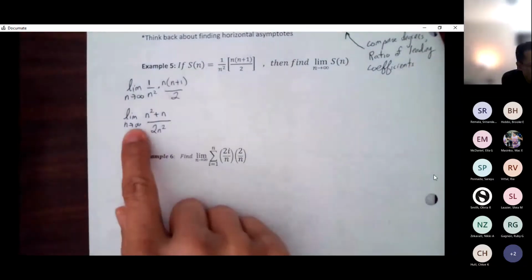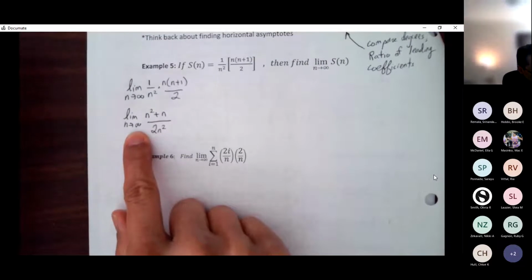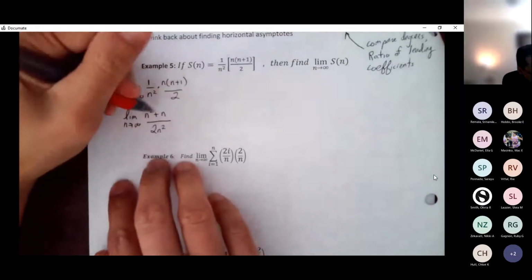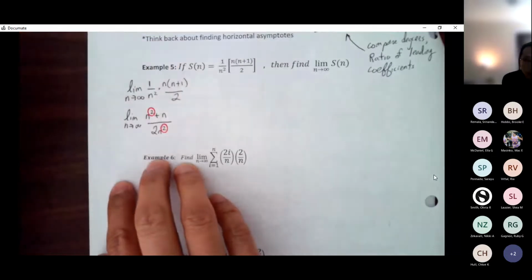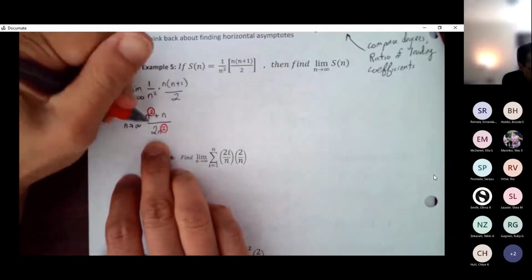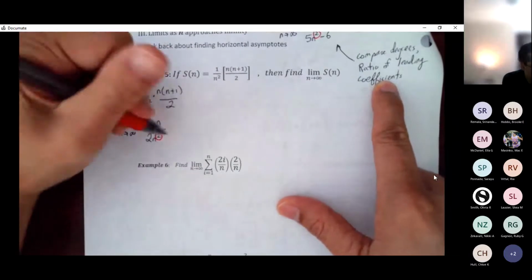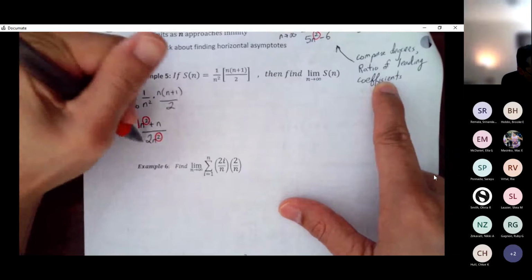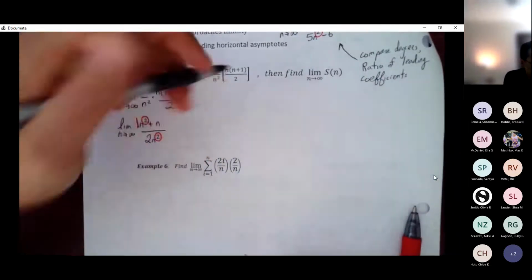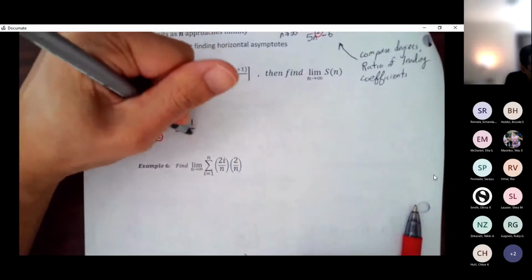We're approaching infinity, so we can just look at the degrees between numerator and denominator. They both have a degree of 2, so we know that we can just take the ratio of the coefficients. There's a hidden number in front of this n squared, which is 1. There's a 2 in the denominator, so my limit is just going to be 1/2.